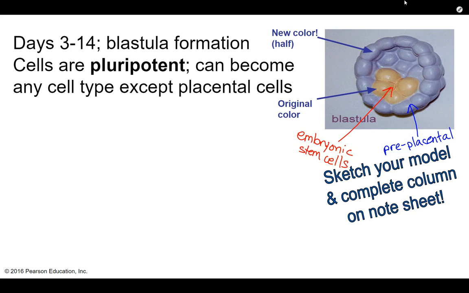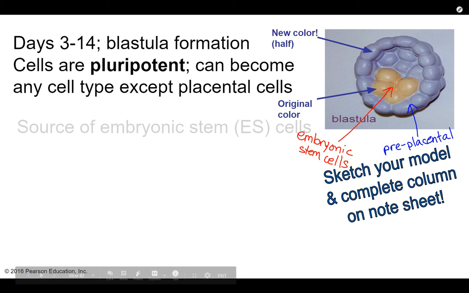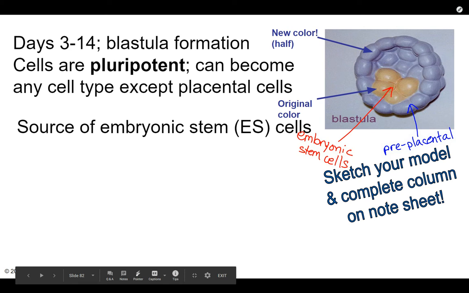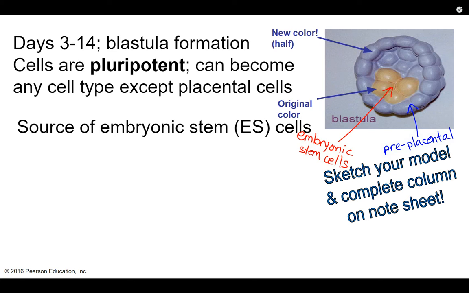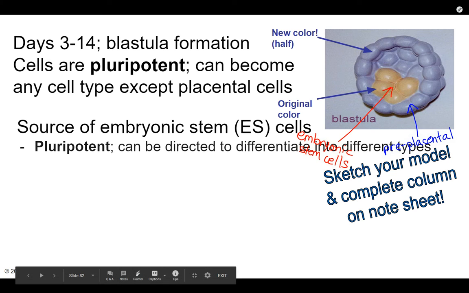So these embryonic stem cells at this point are what are called pluripotent. They can become any type of cell within the organism, but they no longer have the ability to become placenta cells. So they can become everything except placenta. This is the stage of development where people can get embryonic stem cells, and this is one of the types of stem cells that has been used in research.